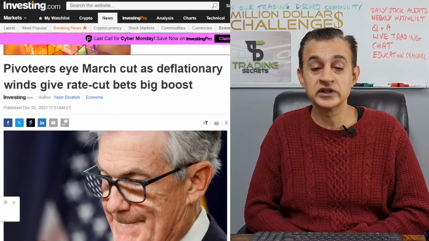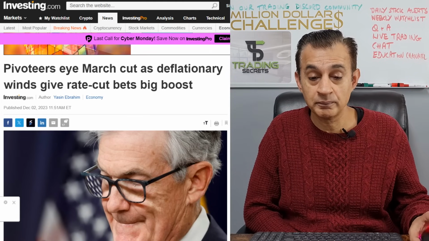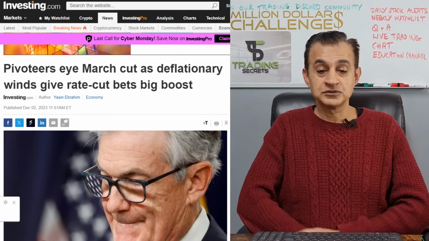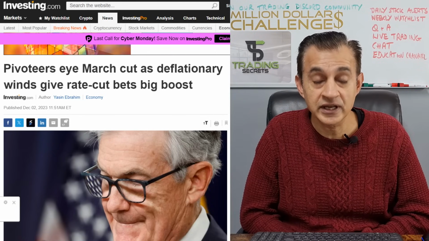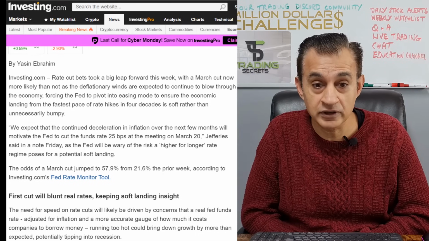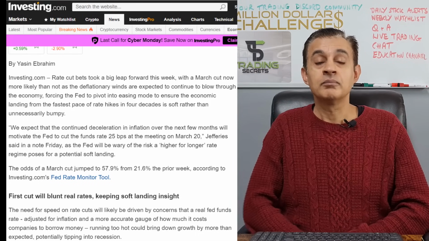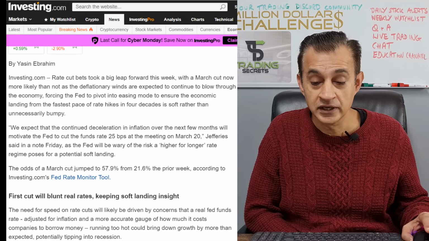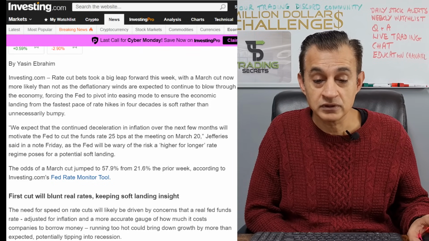So let's have a look at first of all what's happening in the market. First headline here from investing.com: the pivoters are eyeing a March cut as deflationary winds are giving rate cut bets a boost. So that's good news overall for the market. In terms of the prediction, we're looking at potentially a cut in March. If there is a cut in March, then obviously we're looking at potentially a good run in the markets and a bull run in the markets continuing. So we will stay tuned.